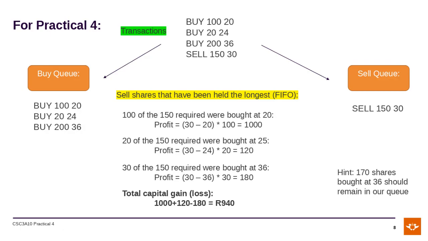Note that from that 150 that we're selling, we bought them at 3 different prices. 100 of those were bought at 20 Rand, 20 of those were bought at 24 Rand, and the remaining 30 were bought at 36 Rand. So we're actually making a loss for those last 30. Right.